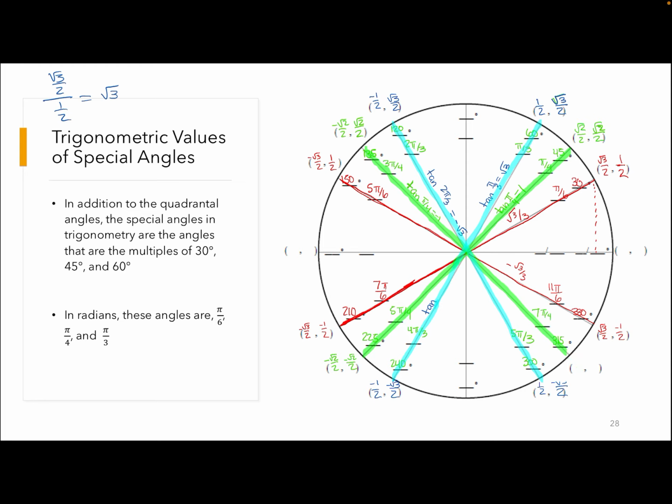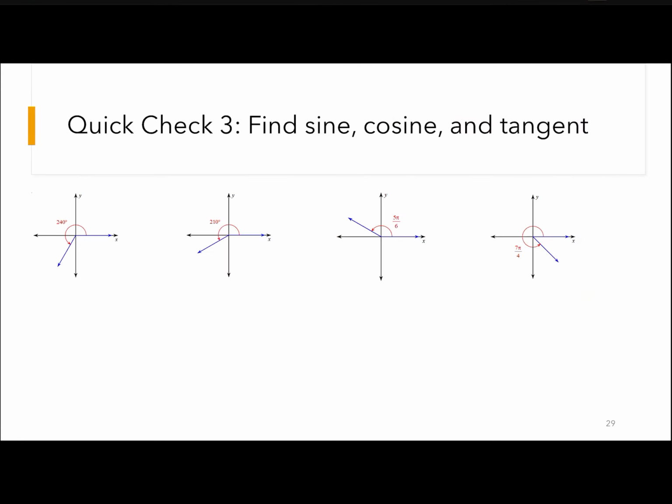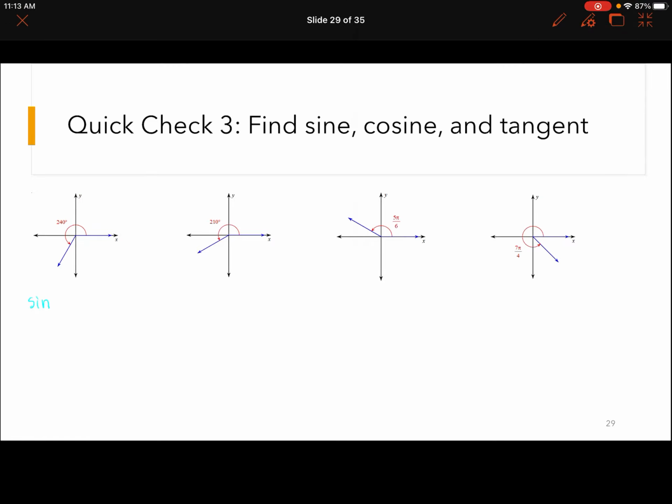All right, so a quick check coming at you. Quick check 3: you find the sine, cosine, and tangent of each angle. So 240 degrees is an angle that has a reference value of 60 degrees. Let's go in blue then. So the sine of 240 degrees is the same as the sine of 60, but multiplied by negative 1. So it's going to be negative square root 3 over 2.